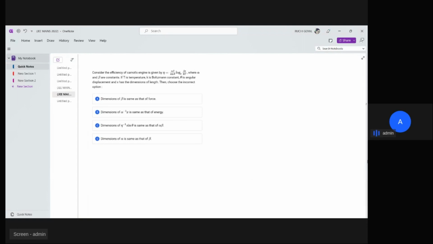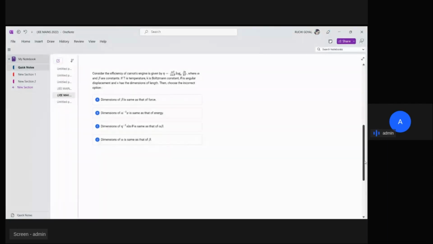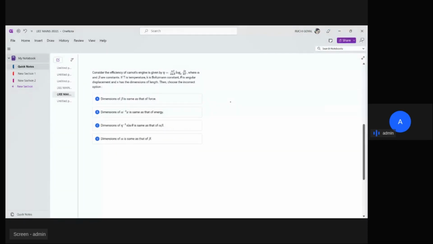Consider the efficiency of a Carnot engine given by eta = alpha beta divided by sine theta log base e of beta x divided by kT, where alpha and beta are constants, T is the temperature, K is the Boltzmann constant, theta is the angular displacement, and x has the dimensions of length. Then choose the incorrect option. So we have to find the incorrect option here.